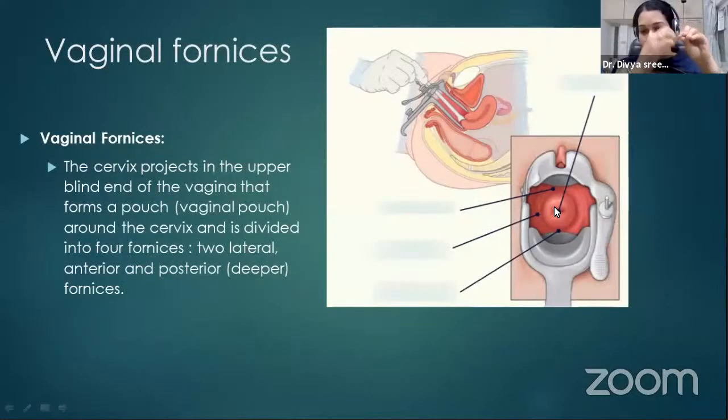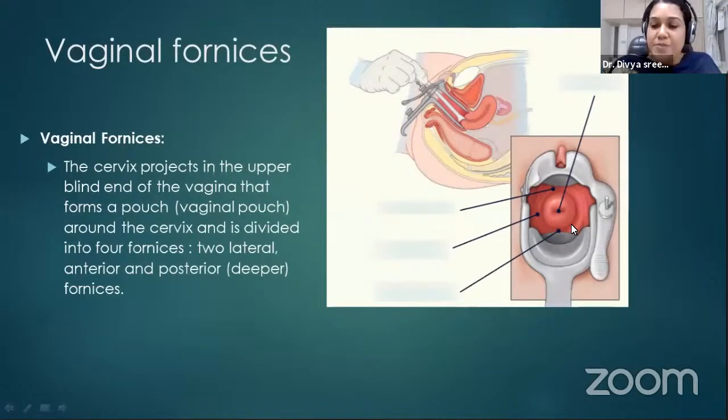The area around the cervix in the vagina is known as the fornices. So we can classify the fornices into anterior, posterior, and lateral fornices. If you are doing a speculum examination, you can clearly see the fornices. Sometimes you can see if the patient has vaginal discharge or cervicitis, and you can see the secretions collected in the fornices, especially in the posterior fornix.